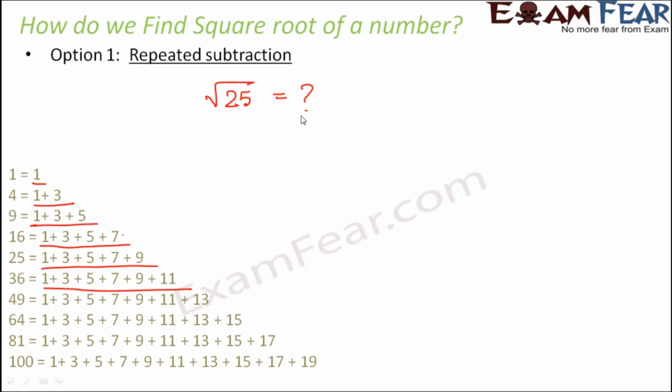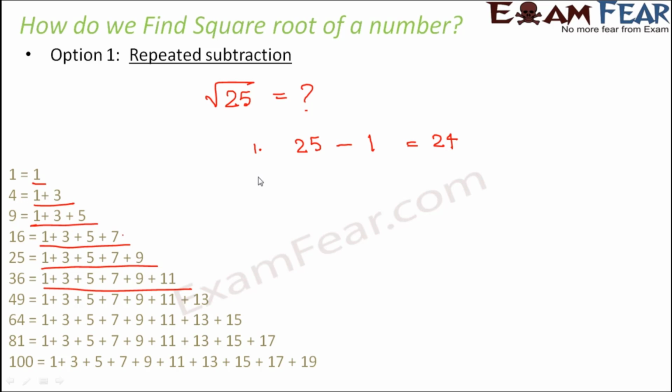So what are we going to do? We are going to subtract odd numbers from 25. And how are we going to do that? We will do it in steps. In the first step, we subtract the first odd number from 25. The first odd number is 1. So how much do we get?